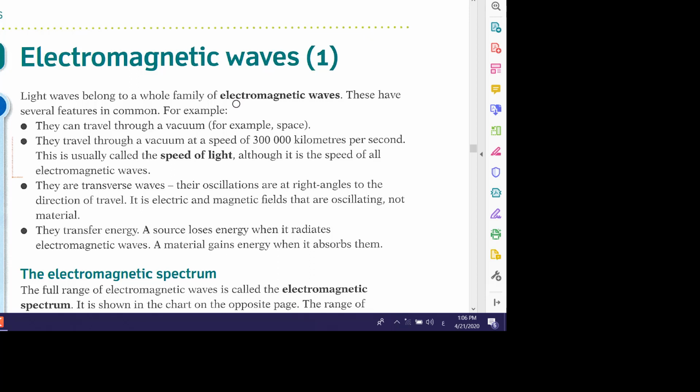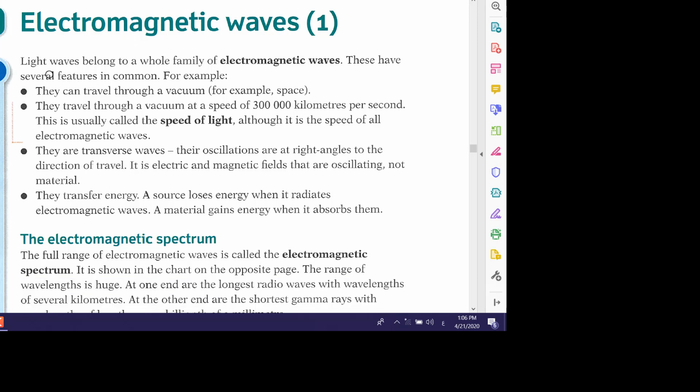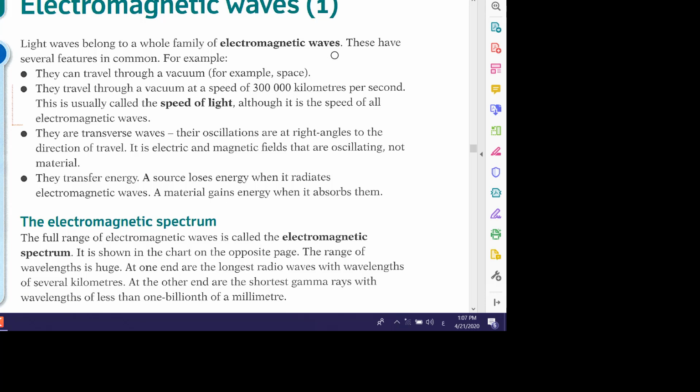Hello everyone. Our lesson today is about electromagnetic waves. Electromagnetic waves, we will take one example of it, the light waves. So, light waves belong to a whole family called electromagnetic waves.